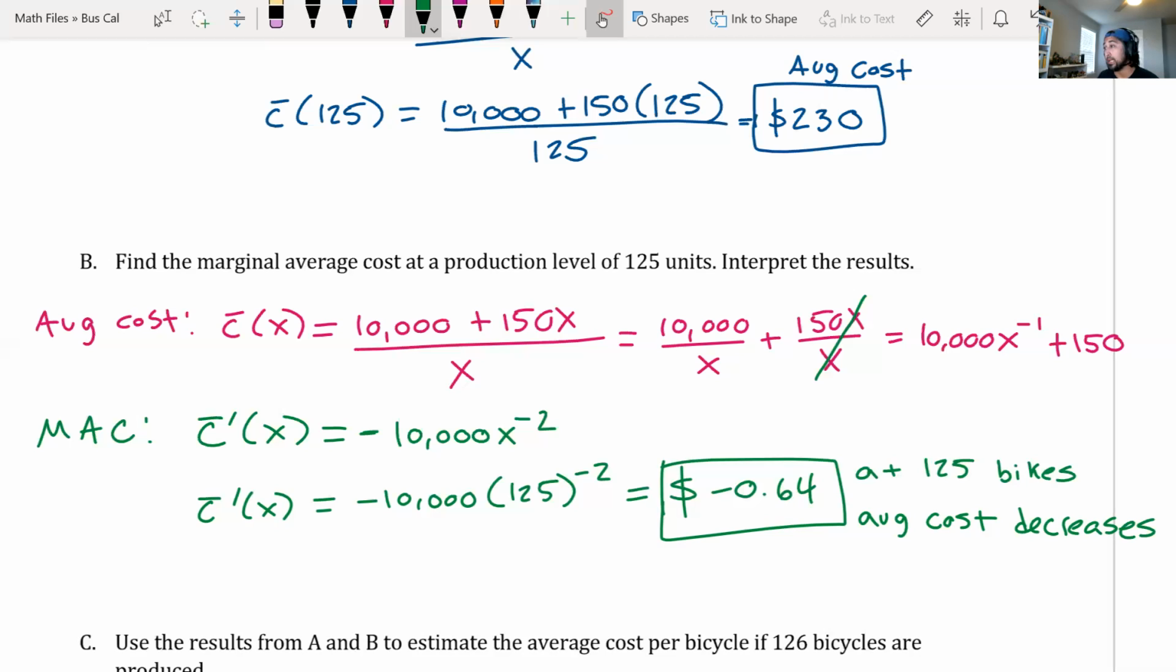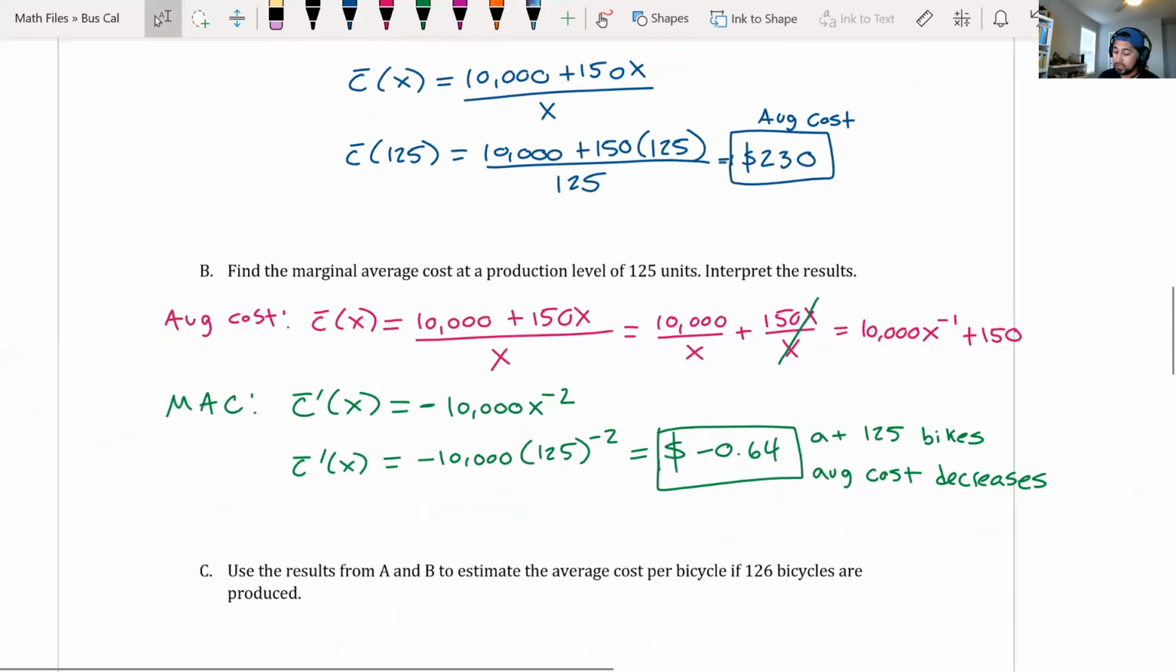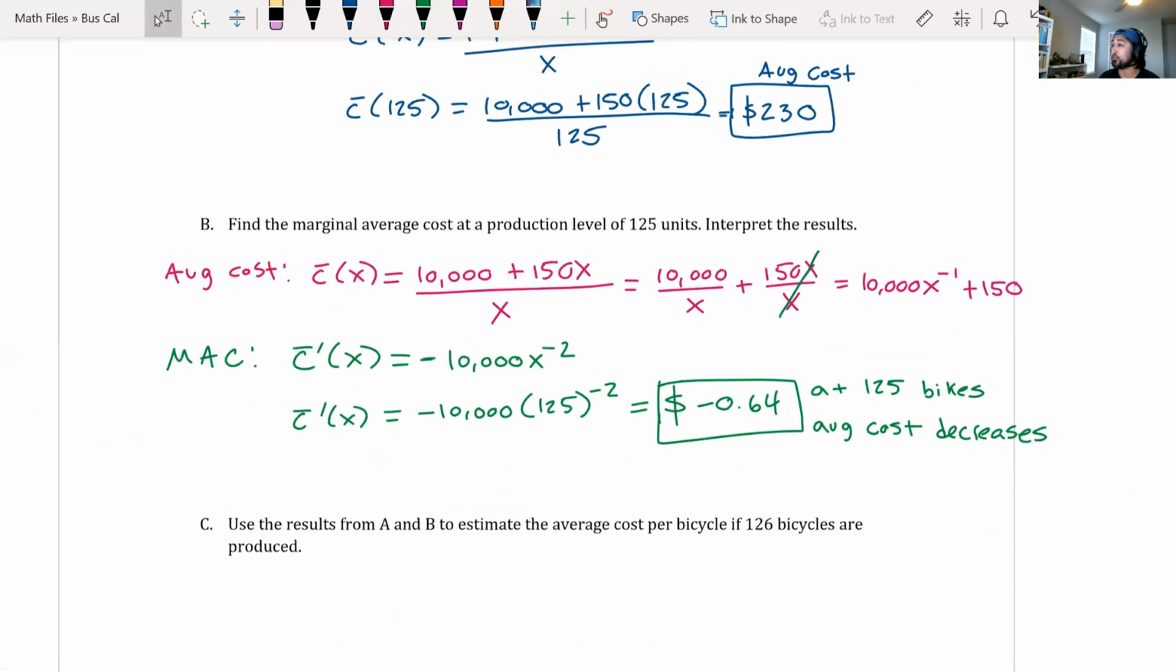Now, what could be a factor in the cost decreasing? Well, one of the factors could be the price we actually sell these bikes at. If you're selling the bike at a higher price than it takes to make the bikes, then yes, eventually your cost will decrease because now you're making more money than it costs to produce them. Business. All right. Any questions on those two so far? Because the next question is going to use the answers from A and B.